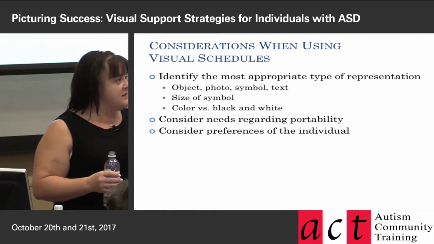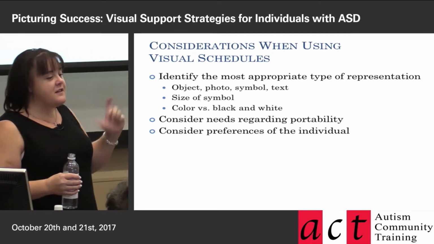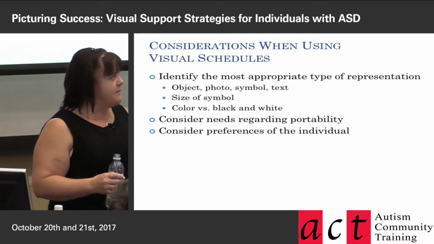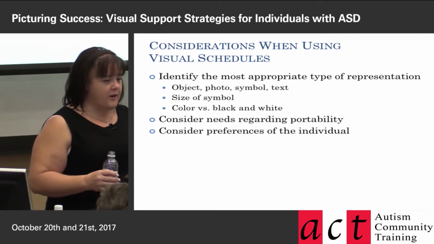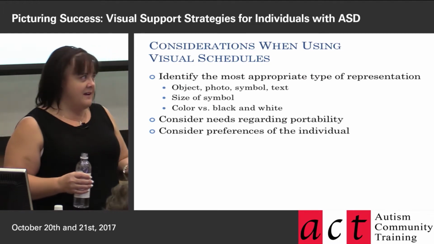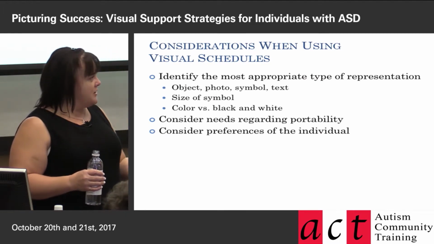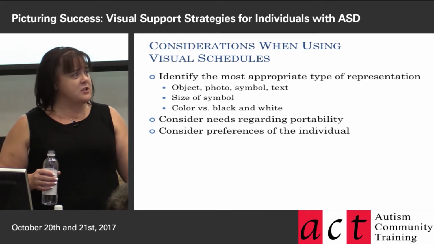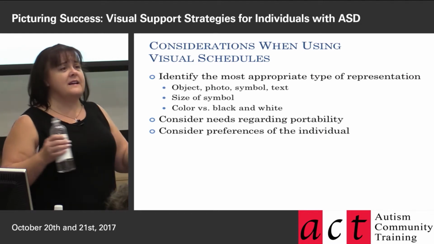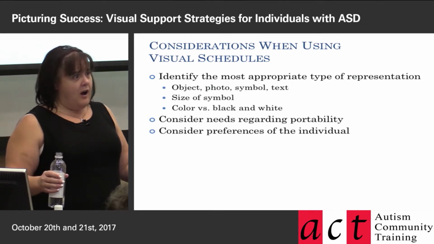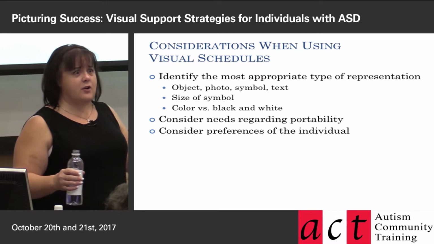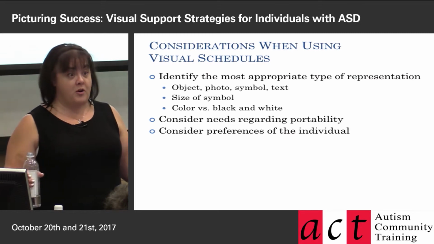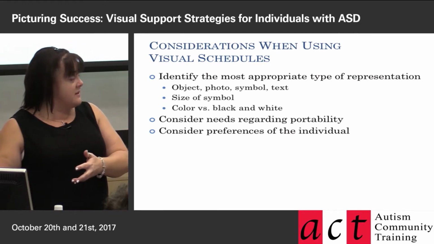Think about the size of the symbol, the visual acuity stuff. Think about color versus black and white, right? All of those things that we talked about in relation to symbol assessment, that's important. Think about portability. Do I need this schedule to move with the individual from place to place, right? If I'm talking about a little preschooler who's mostly at home, portability is less of an issue, right? Although still, if we want mom to take the kid to the grocery store or the library or the park, there needs to be some degree of portability so that we can take our schedule with us to those places.